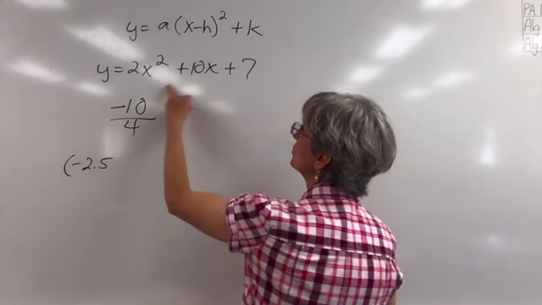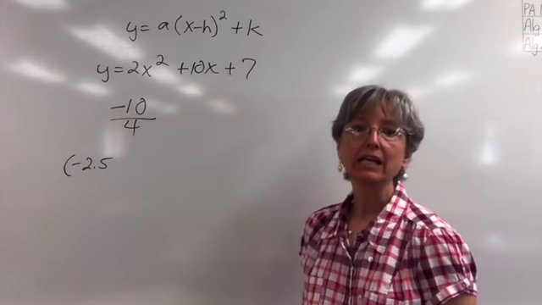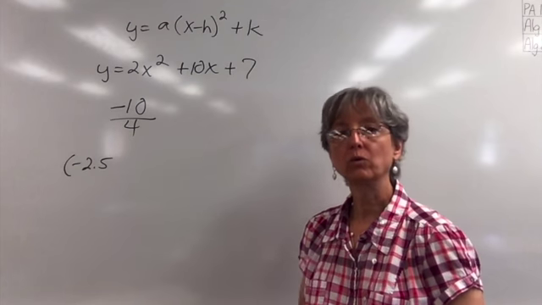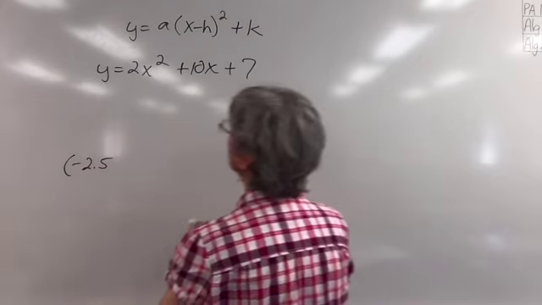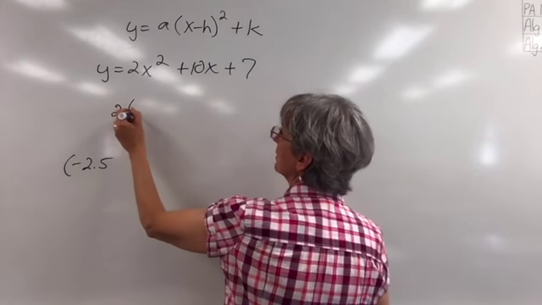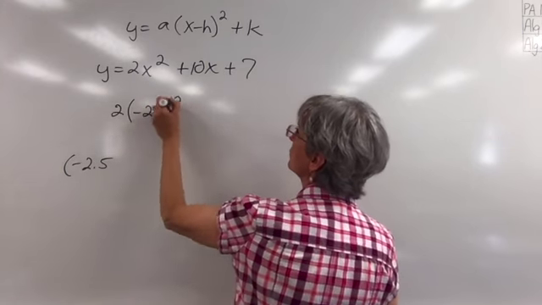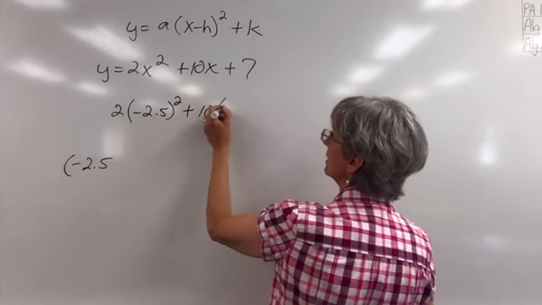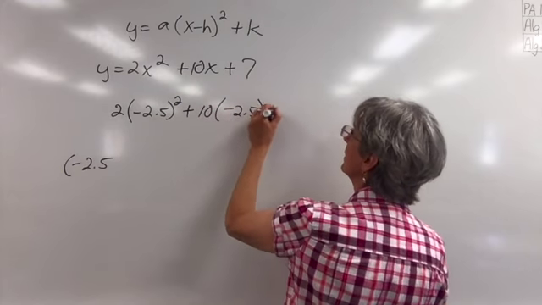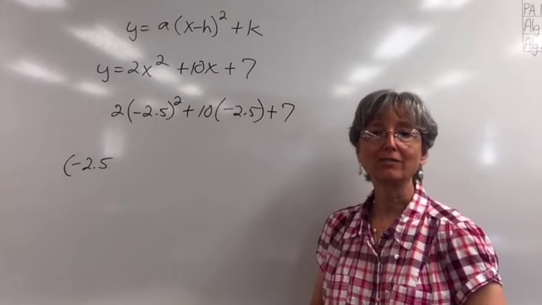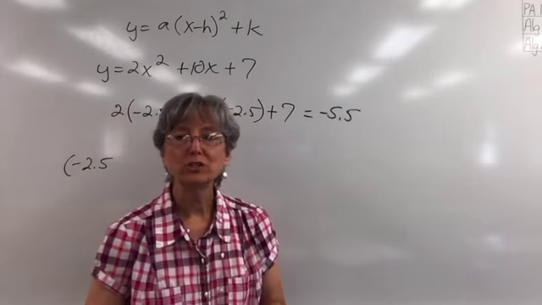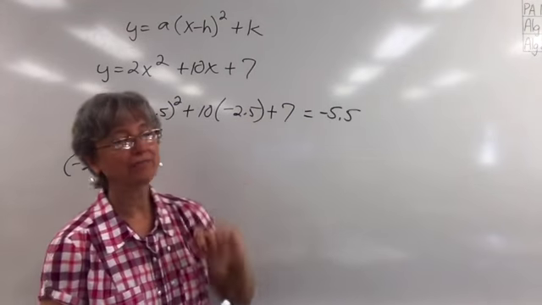So what we're going to do is plug that in in order to find our y. And you can use your calculator for this if you need to. So we have 2 times negative 2.5 squared plus 10 times negative 2.5 plus 7. And we figure all that out on our calculator. And when we do, we get negative 5.5.